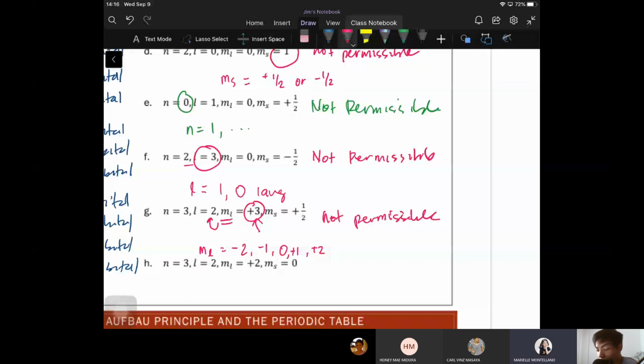And letter H, MS po. Yung MS. Bakit? Ano meron sa MS? Siya ay 0 po, dapat positive or negative 1/2. Ayun. So, MS should only have values of positive 1/2 or negative 1/2, no? Kaso 0 yan. So, not permissible ulit, no?